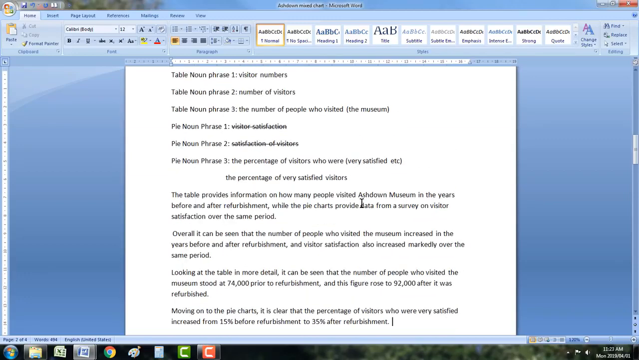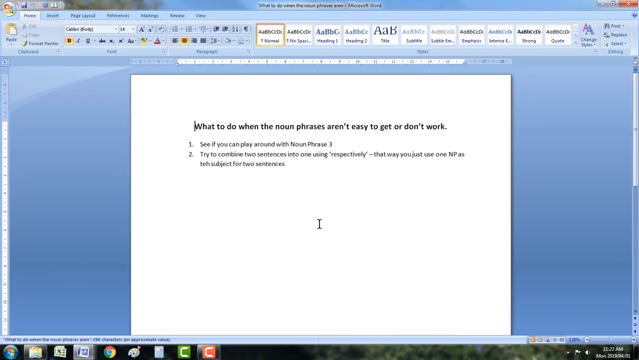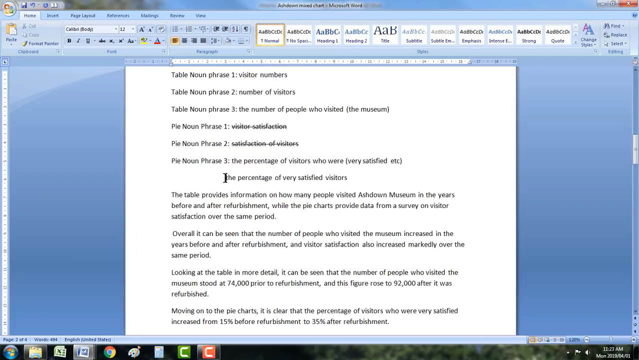And now I'm just going to introduce this document. I'll use this document more when I do a whole video on what to do when the noun phrases don't work, but I'm just introducing it here. So the first strategy I want to teach with this is to see if you can play around with noun phrase 3 and do something else. And I've added it over here. We can change visitors who were very satisfied to very satisfied visitors.